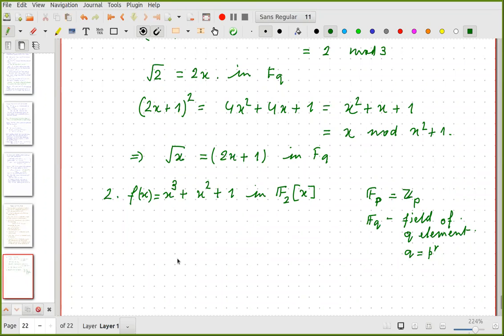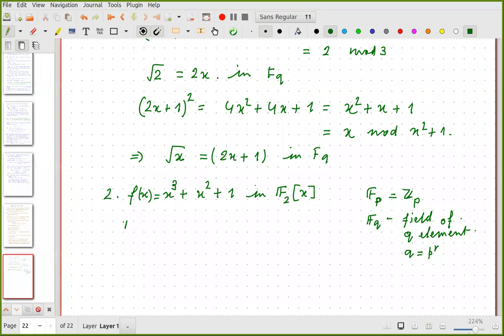Yes, so now we have a cubic polynomial over some field F, which is F2 here, the characteristic 2 field, and we want to say that it's irreducible. So suppose it is reducible, then what can happen? It breaks into factors. So it's a degree 3 polynomial. The possibility is either it breaks into a linear and a degree 2, or 3 linear.